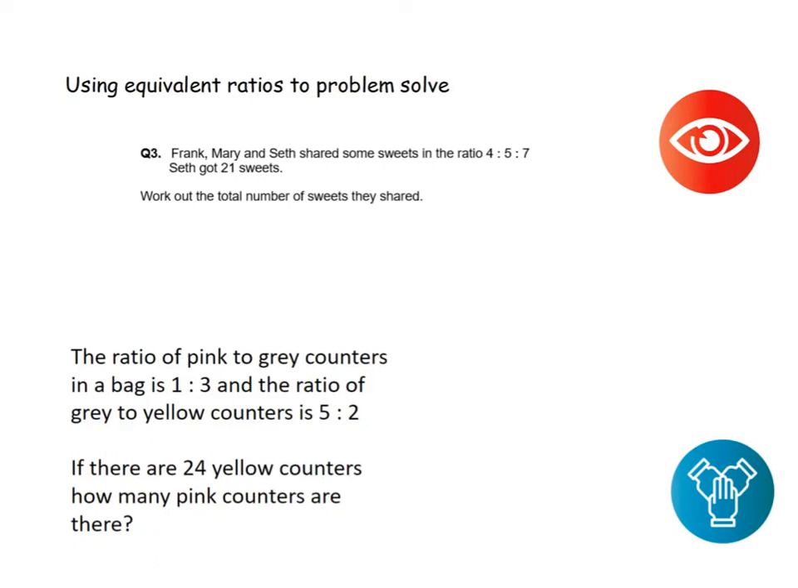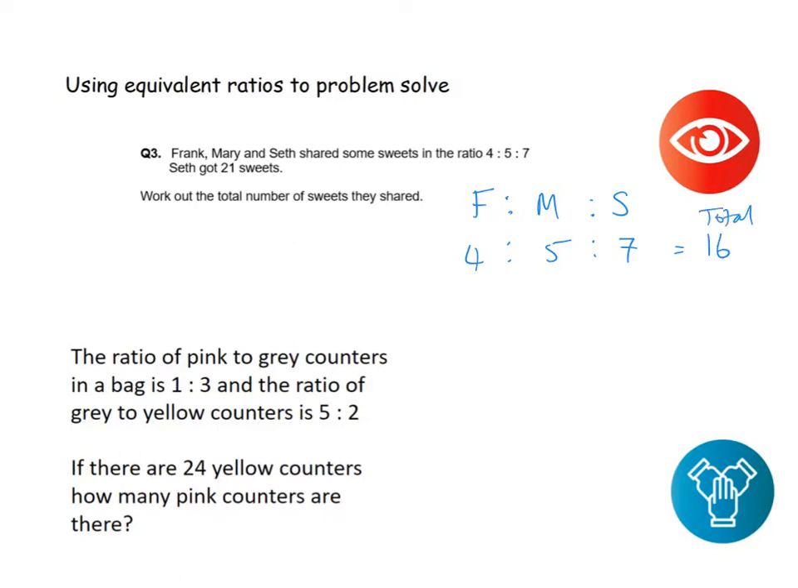We're looking at using equivalent ratios to problem solve with question 3. So we've got Frank, Mary and Seth sharing some sweets. So I'm going to write that out with the headings, so F, M and S, and then just put the ratio underneath. And I can see from that ratio that there is a total of 16 sweets so far.